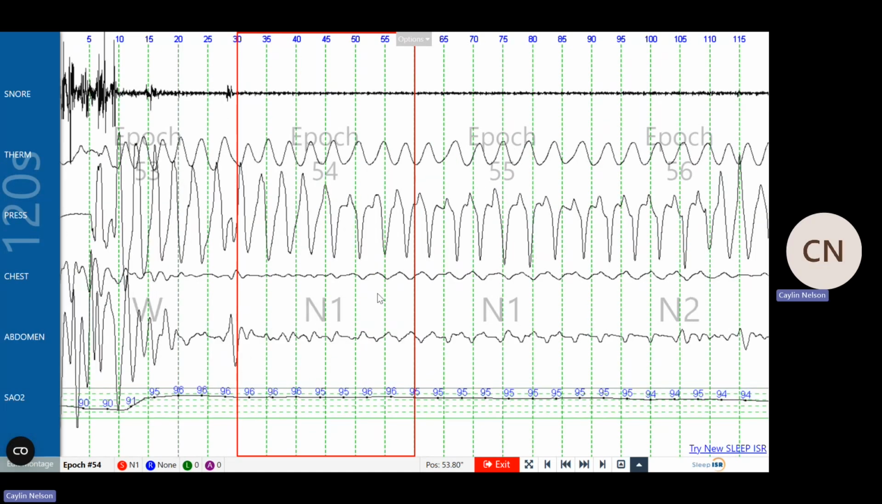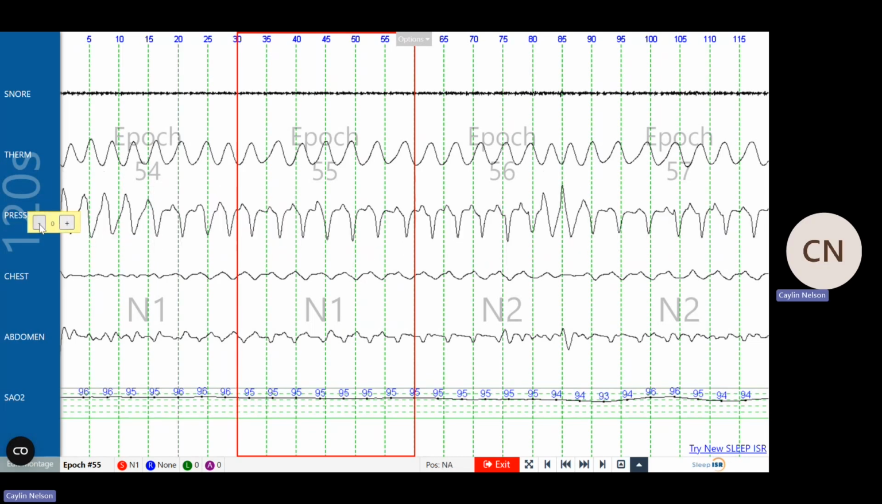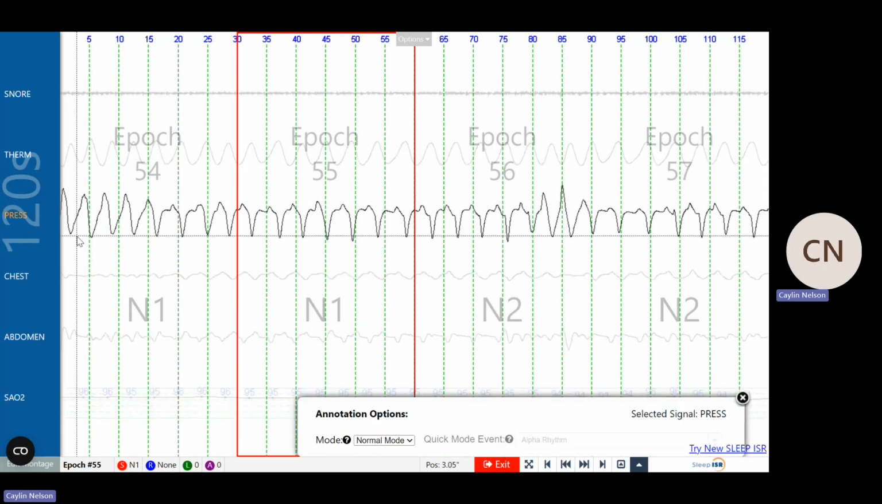So oftentimes people will, especially if they're waking up from an arousal, and especially if that arousal has something to do with respiratory or some type of apnea or anything, it will often be a lot higher in amplitude. It's like catching your breath. So we're going to look in these next 4 epochs here.